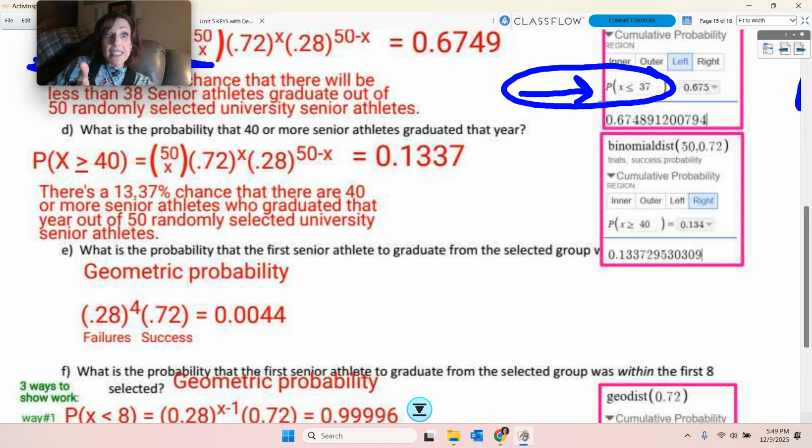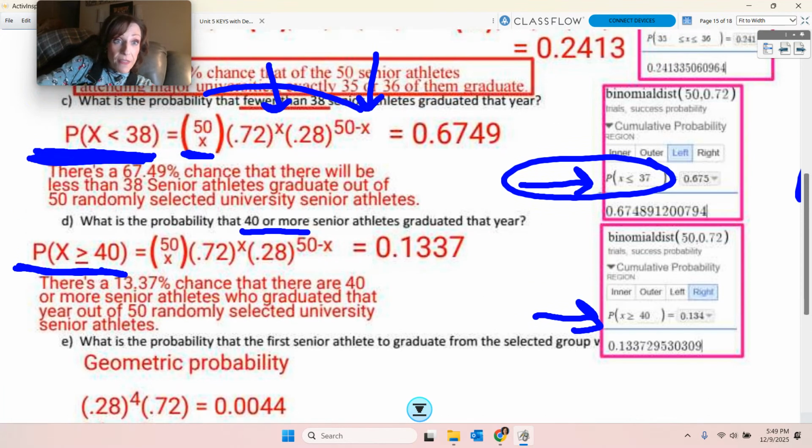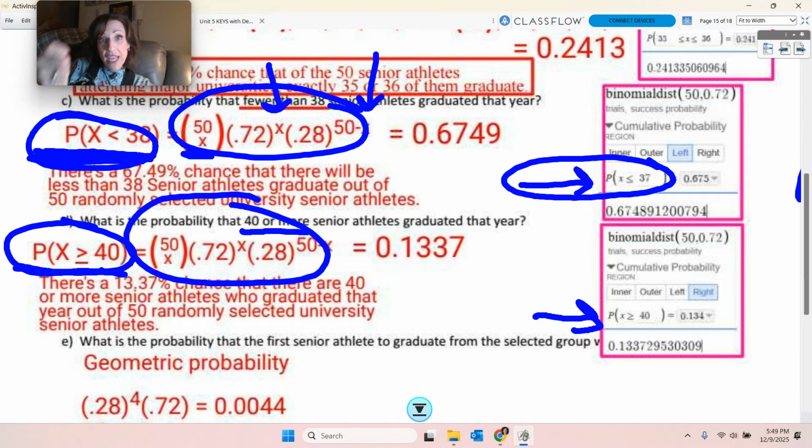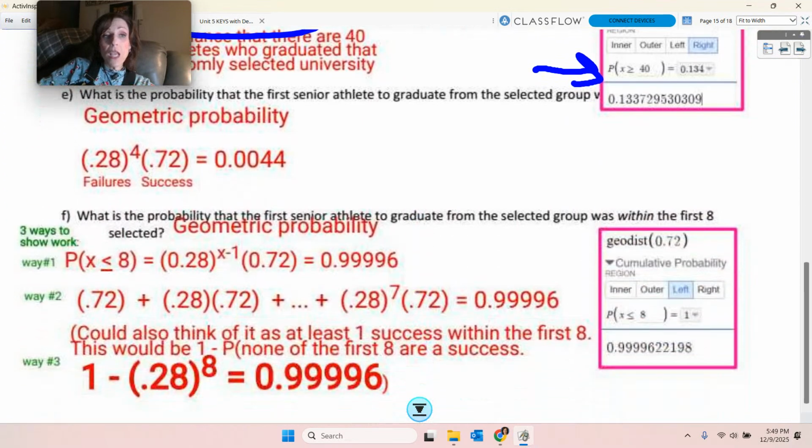Now this one is 40 or more. So that means I do want greater than or equal to 40. So I'm going to go to the right, greater than or equal to 40. And as far as this part and this part, they're identical. That's why this beginning is so important, because that specifies which x's I'm going to be plugging in to that formula.